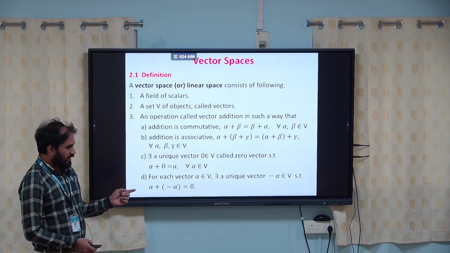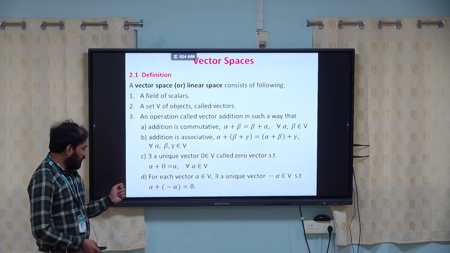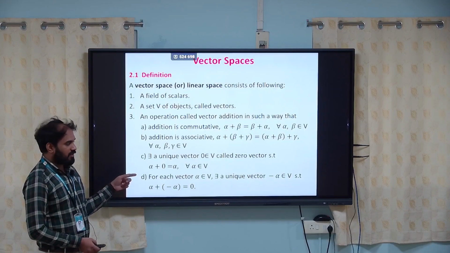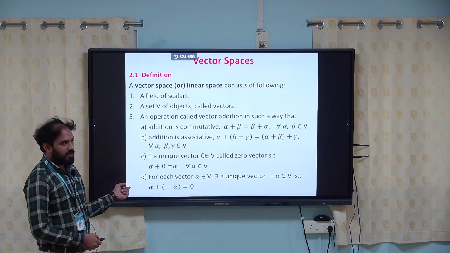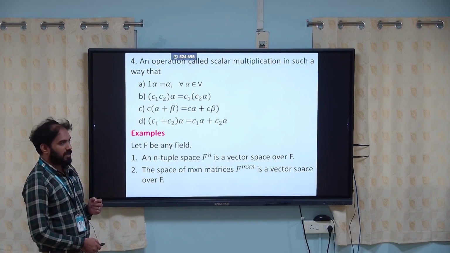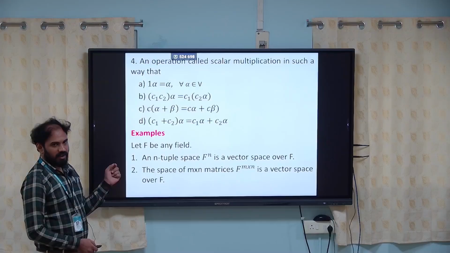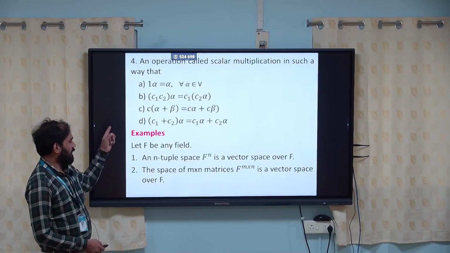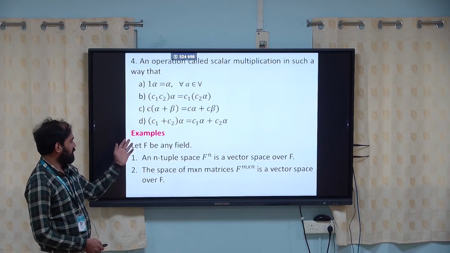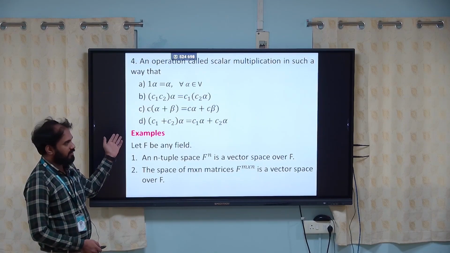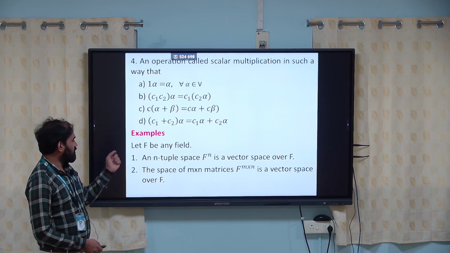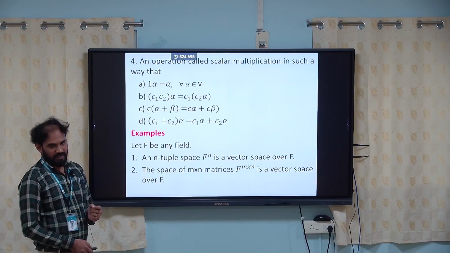Then for each vector alpha belonging to V, there exists a unique vector minus alpha belonging to V, such that alpha plus minus alpha equals 0. That minus alpha is called the additive inverse. An operation called scalar multiplication is defined in such a way that 1 times alpha equals alpha, and c1 c2 times alpha equals c1 of c2 alpha. Also there are two distributive laws. If all these conditions are satisfied, then V is said to be a vector space.